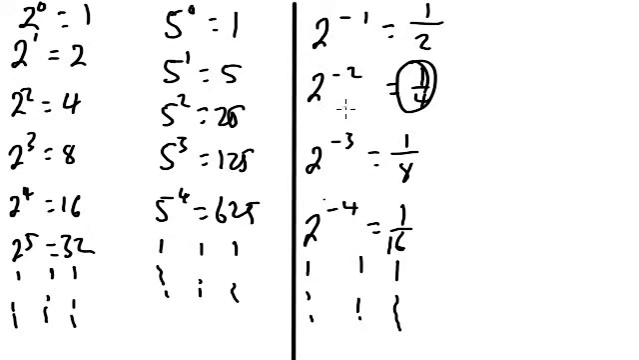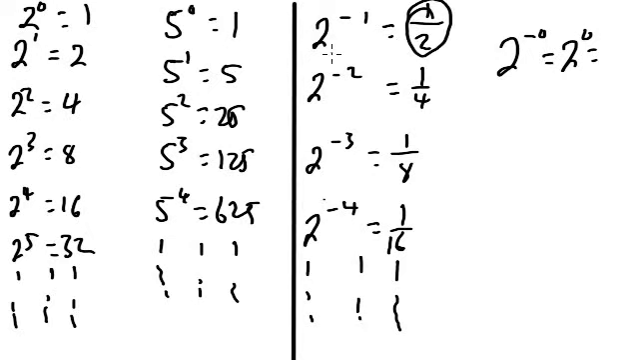Also, 1 over 4 multiplied by 2 gives us the result of 2 raised to the power of negative 1, which is 1 over 2. If that is the case, 2 raised to the power of negative 0, which is the same as 2 raised to the power of 0, will be 1 over 2 multiplied by the base, which is 2. And eventually, that is equal to 1. As you can see, it works for both positive and negative indices. So definitely, any number raised to the power of 0 is equal to 1.